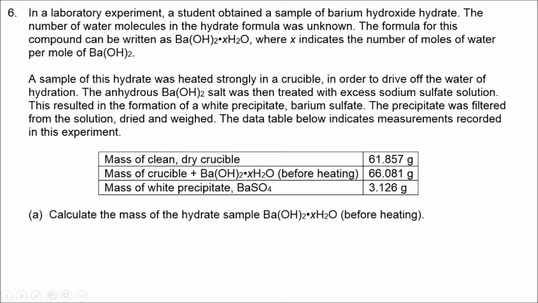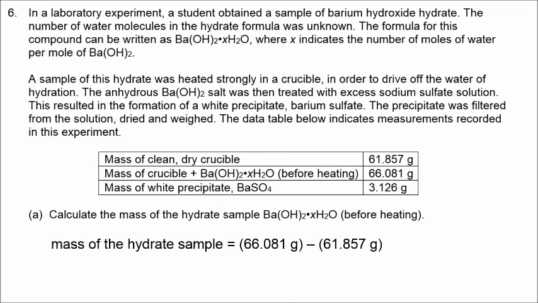Okay, last problem. This is sort of like an empirical formula. It's actually a mole ratio between water and a particular anhydrous salt. But as far as mole ratios are concerned, it's pretty similar, where all you have to do is figure out the moles of barium hydroxide, the moles of water, and then you're going to find that mole ratio. Let's get started. Part A is asking us to calculate the mass of the hydrate sample. That is an easy calculation. Just subtract those two numbers, and we get 4.224 grams of the hydrate that was present in the crucible before it was heated.